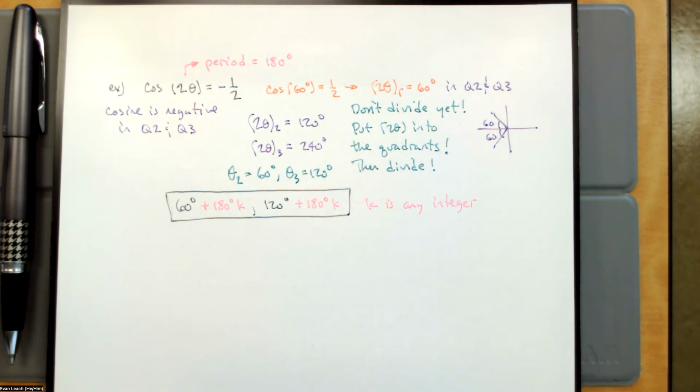Got one more example. It's going to be moving the 2. So notice I put a 2 next to the theta, so that alters the period. Now I'm going to move the 2 outside to the cosine, and I'm going to alter the amplitude.